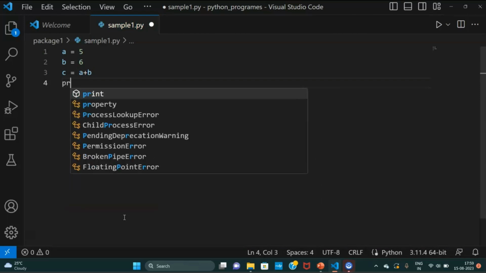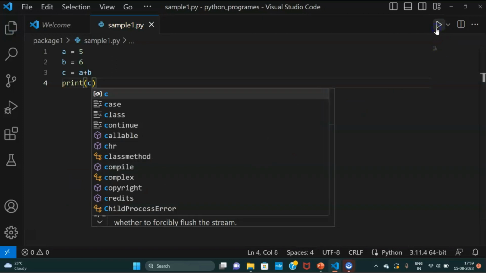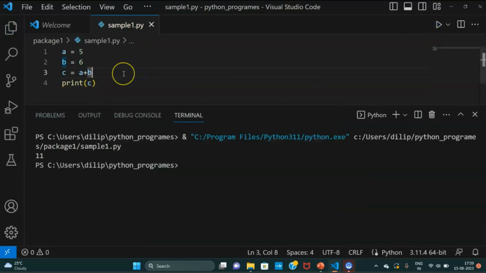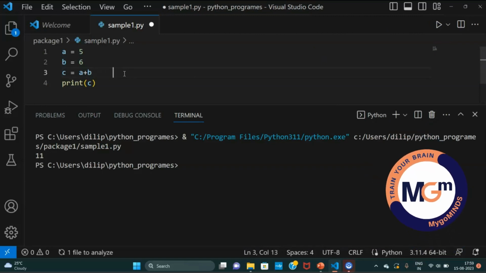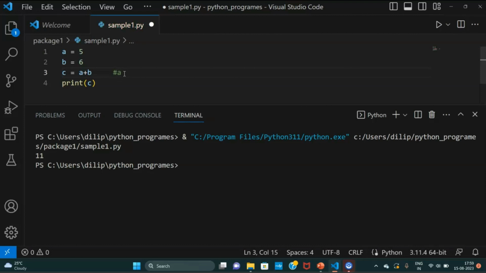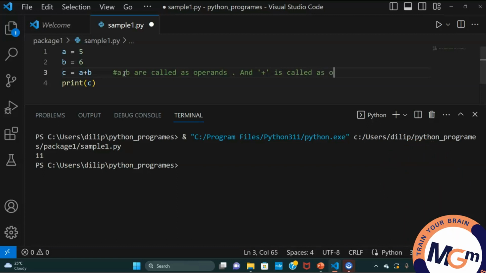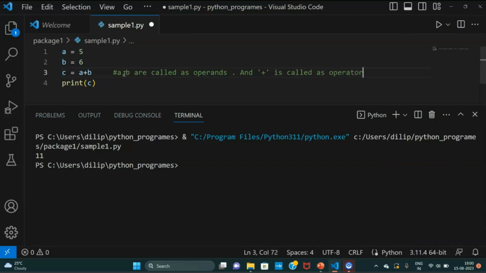Let me print this and execute. So the answer is 11, right? 5 plus 6 is 11. So here A, comma B are called operands, and plus is called an operator.